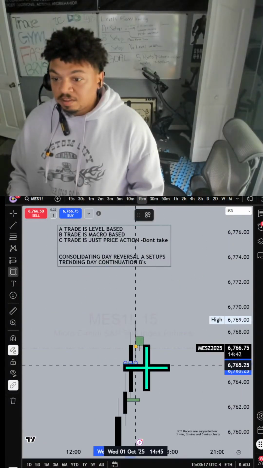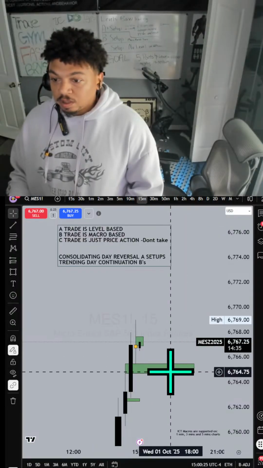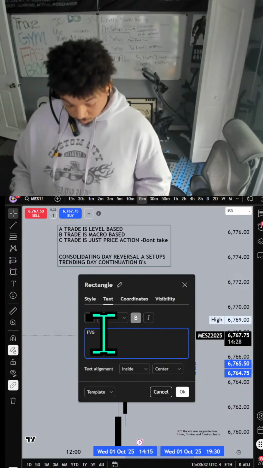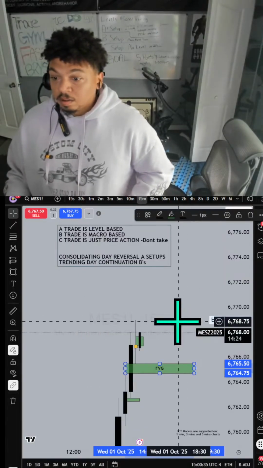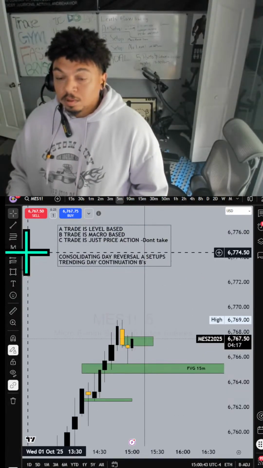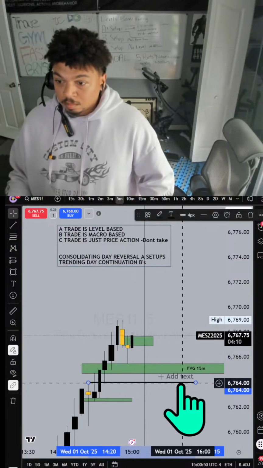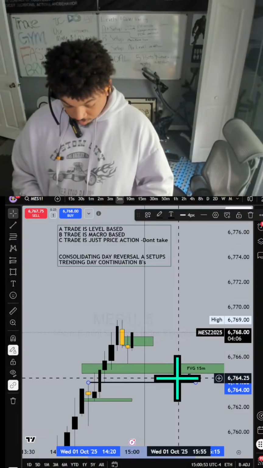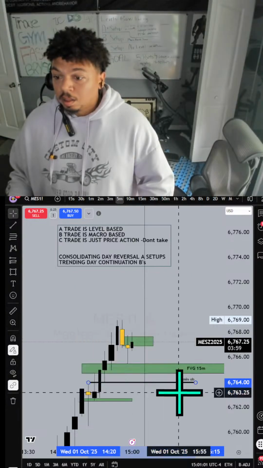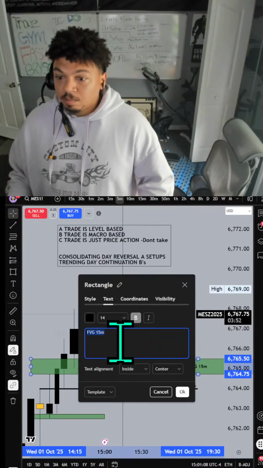All right, on the 15-minute we have a potential fair value gap here. I'm going to label it, because if that aligns with the macro that we're going to see later, we're going to use it. It's a 15-minute fair value gap right there. 5-minute: 5-minute order block right here. So we've got the 5-minute order block and the 15-minute fair value gap. I labeled it weirdly.